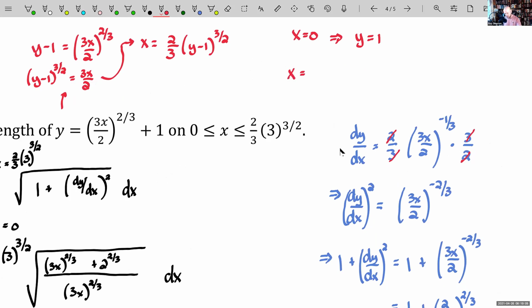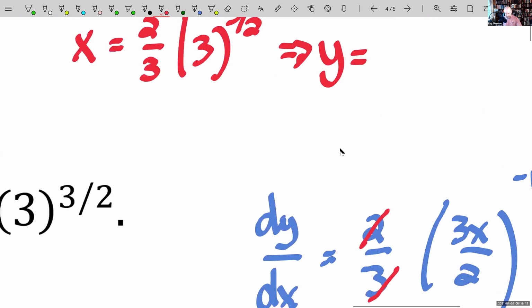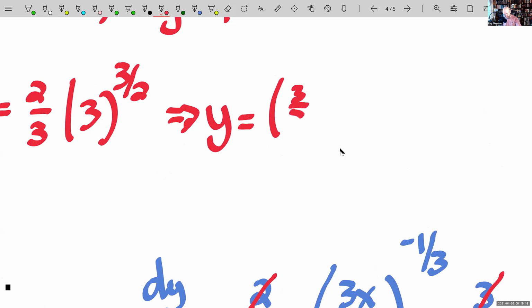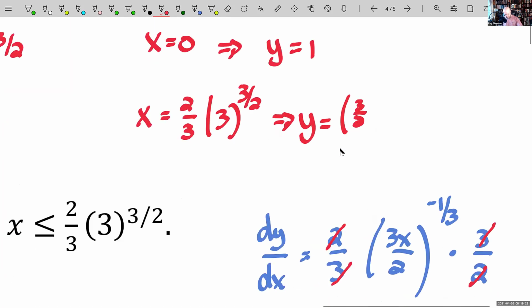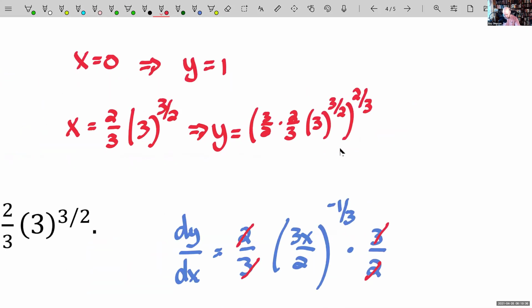X being 2/3 times 3 to the 3/2 implies y is equal to 3/2 times that x to the 2/3. Wait, is that 3/2 on the inside? Yes, it is. 3/2 times that x to the 2/3. And then I think it was a plus 1. Yeah, plus 1. If you take a look at that, threes cancel, twos cancel, threes cancel, twos cancel. That is going to be a 3 plus 1 or 4.